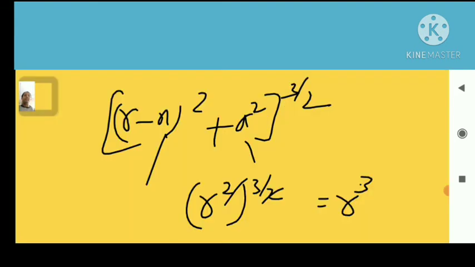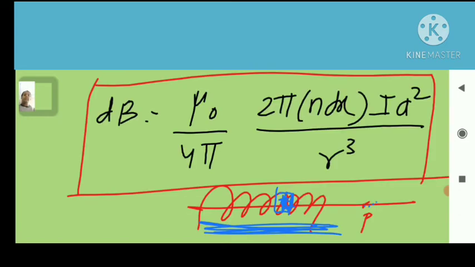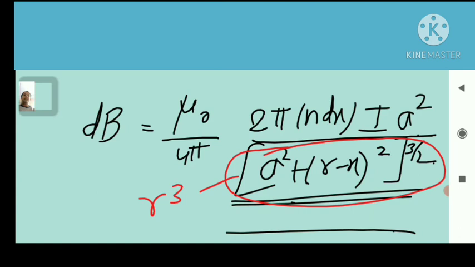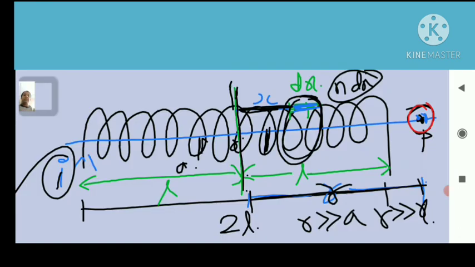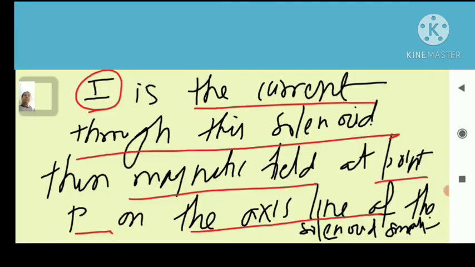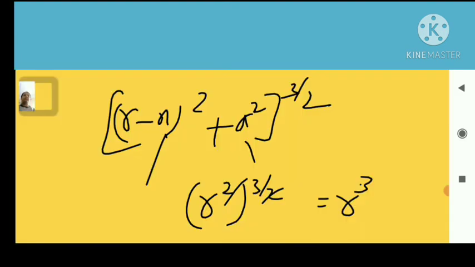So what we do here is integrate it from minus L to plus L. Because if this is the axis, this is positive length and this is negative length, so we take the lower limit minus L and the upper limit plus L. So we integrate it, and here the total magnetic field.